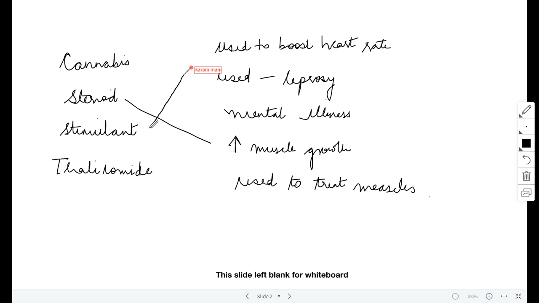Excellent. We have covered this also in the heart rate chapter. Remember? Stimulants. Cannabis is the mental one. Excellent. And then the bottom one is to treat leprosy. Excellent. So now you can do that also, right? I have given you a match the following kind of thing, but if it comes like the function of the cannabis or the function of steroid or the function of thalidomide, then you can always write the functions, right? Yes.